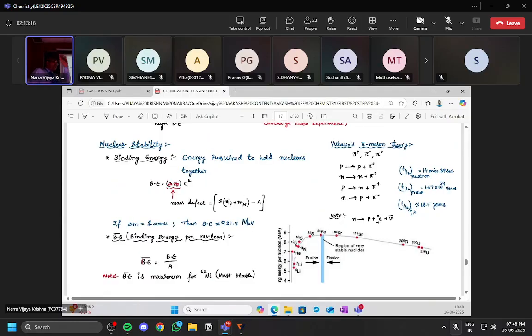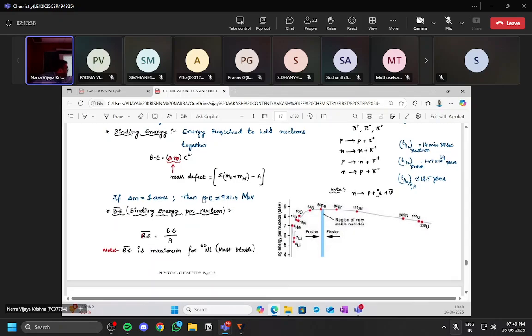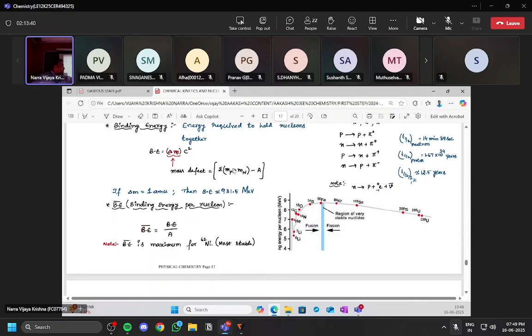Why is a nucleus stable or unstable? To explain that, we have different theories. One concept was binding energy. It says some part of the mass of the nucleus was converted into energy. That energy will hold nucleons together. So the energy required to hold nucleons together is called binding energy. How to calculate it? It is equal to delta M into C square. What is delta M? Mass defect: mass of all nucleons minus mass number. That is mass defect into C square.